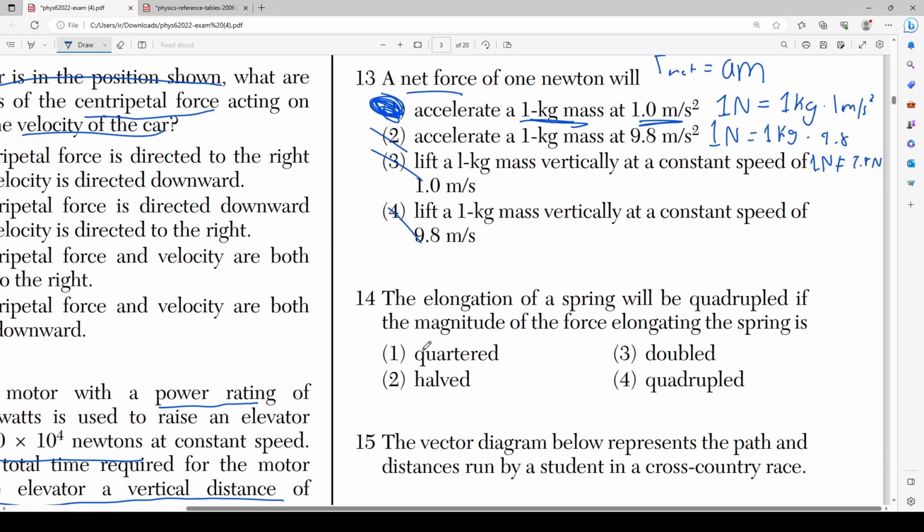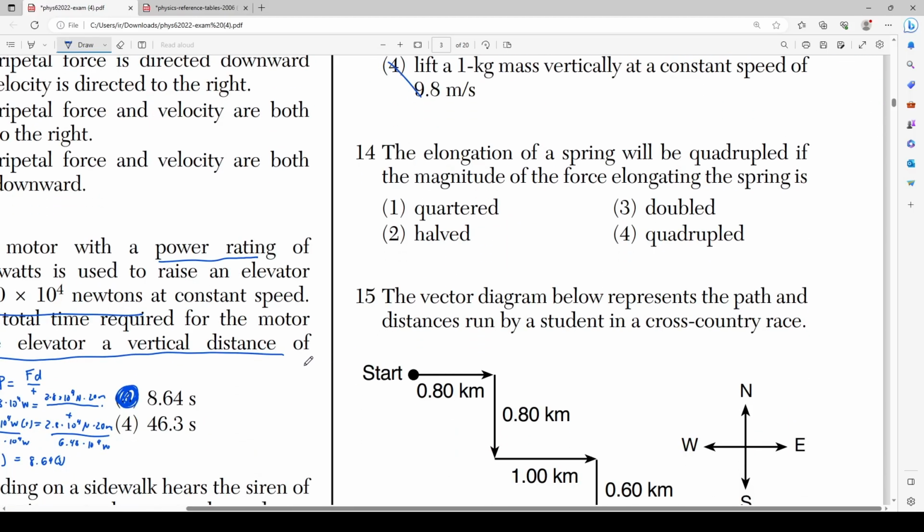Number 14 says the elongation of a spring will be quadrupled if the magnitude of the force elongating the spring is what? So we're talking about the elongation of a spring, and it's asking under what conditions the stretching will be quadrupled. What will we have to do to the force stretching it if we want to stretch it 4 times as long as it already is?